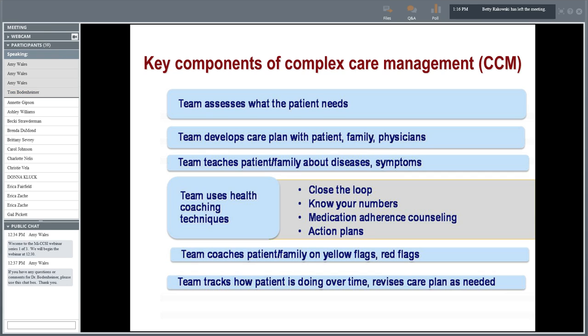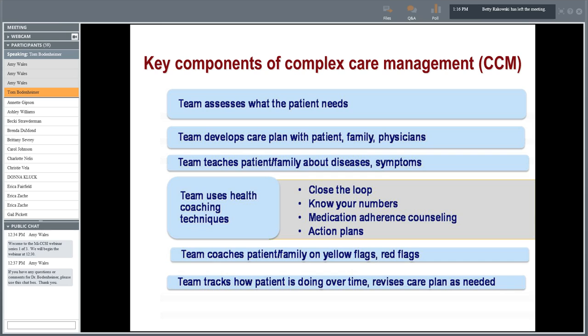The team teaches the patient and family about their diseases and their symptoms and uses health coaching techniques of closing the loop, making sure people understand if there's a change in medication or a suggested change in behavior, asking them to say it back so you make sure they understand it. Knowing your numbers, medication adherence, counseling, and action plans are really important for complex care management. But also, we have a health coaching curriculum, and we also have a complex care management curriculum.